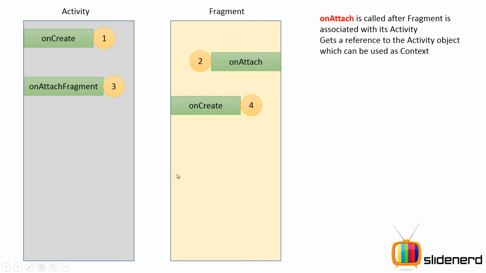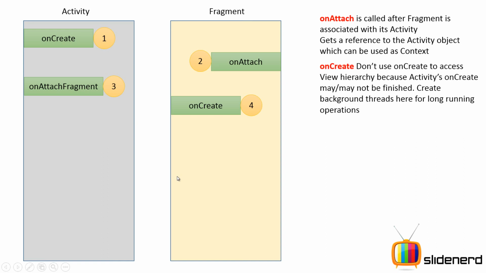Now, what is the difference between the onCreate of the activity and the onCreate of a fragment? Pretty simple. Inside the activity's onCreate, you use the setContentView and link the appearance. In the onCreate of the fragment, you are not supposed to access UI elements of the fragment or of the activity, whatever.